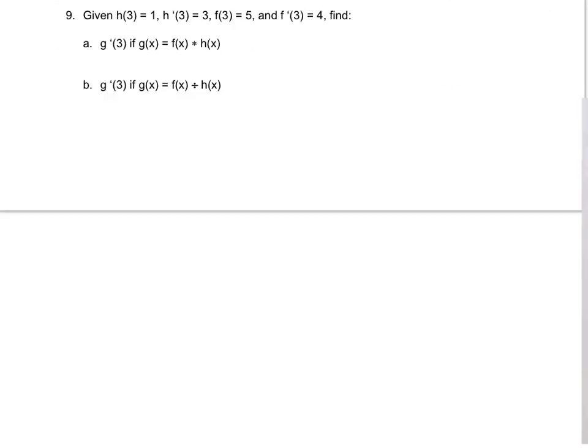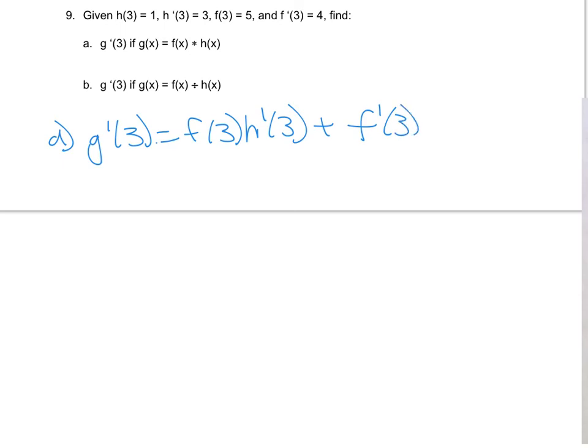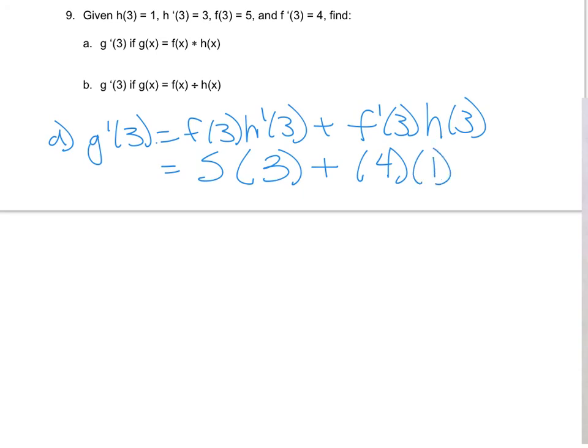And now we'll do the same thing for 9. So g prime of 3 is f of 3, h prime of 3 plus f prime of 3, h of 3. So matching up those values, we get 15 plus 4, which is 19.